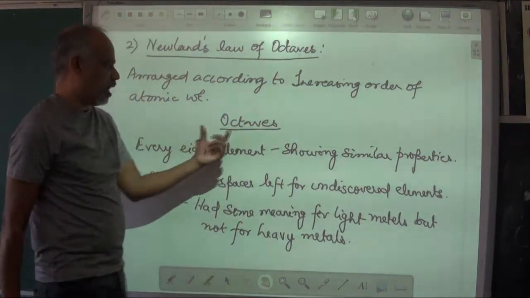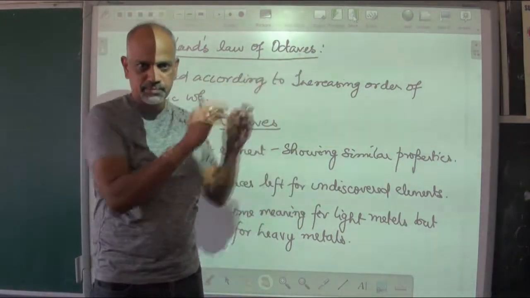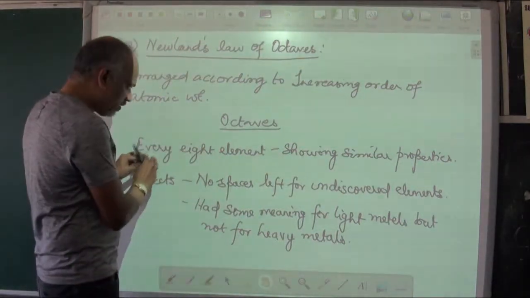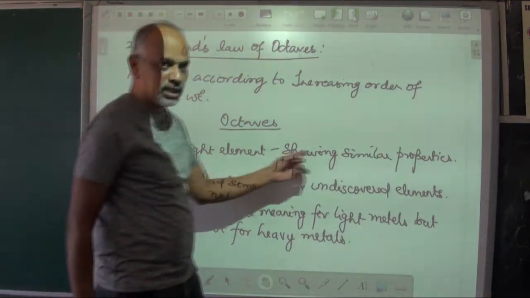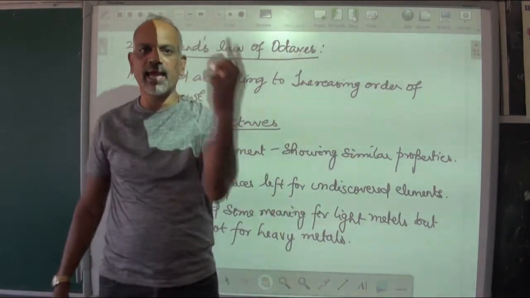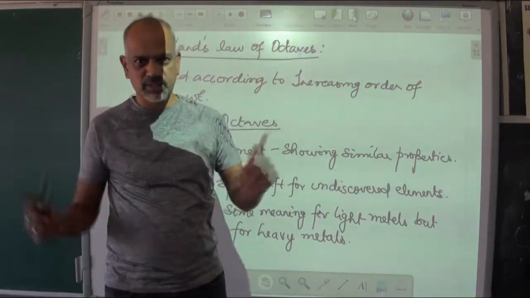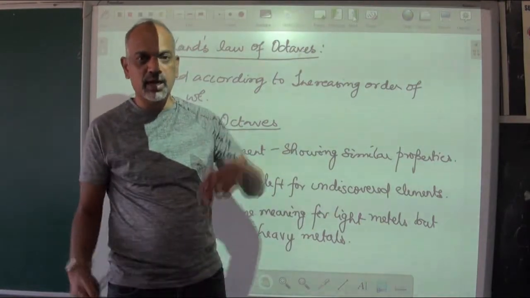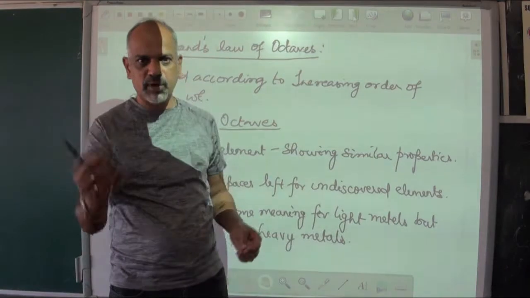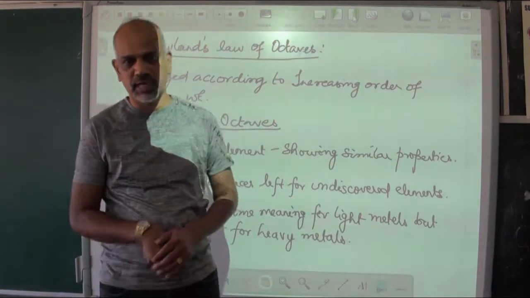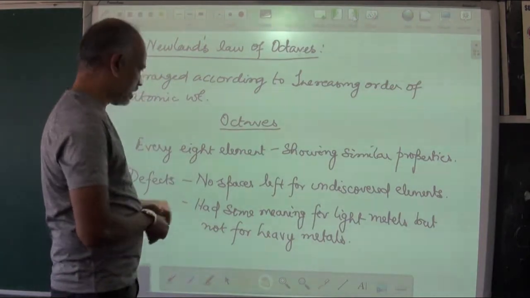Now, what are these octaves? 8 elements were arranged together. And then every eighth element showed a similar property to the first one. The first one and the eighth one showed similar properties. The second one and the ninth one showed similar properties. The third one and the tenth one showed similar properties. This is how the octaves were arranged.